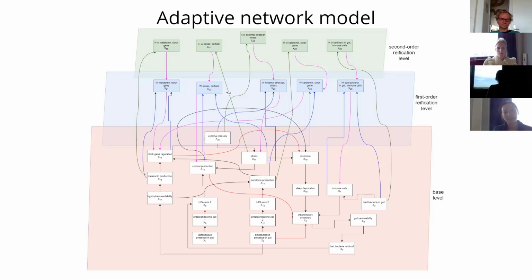So the first is the external stressor, which remains constant throughout the entire model. And the other three are the bacteria in the gut, so the lactobacillus, bifidobacteria, and the bad bacteria in the gut. So those are our four inputs.